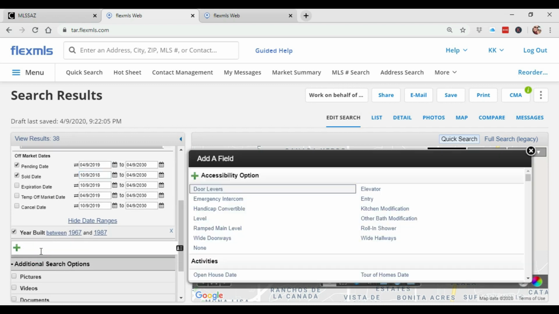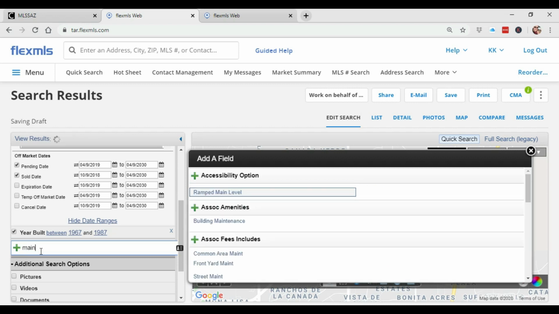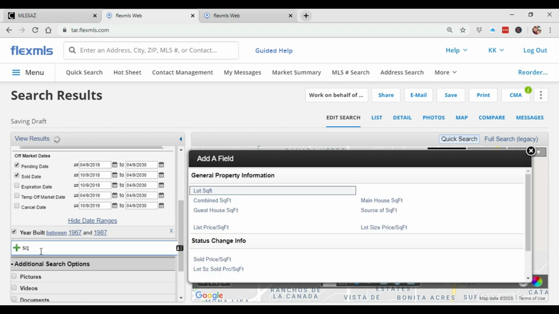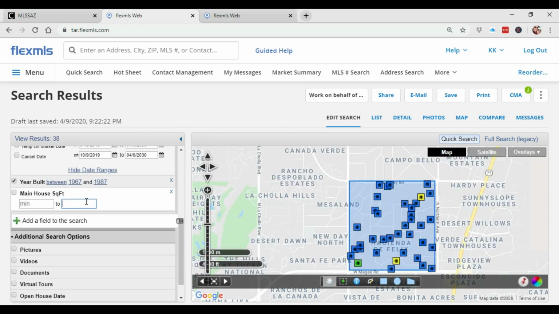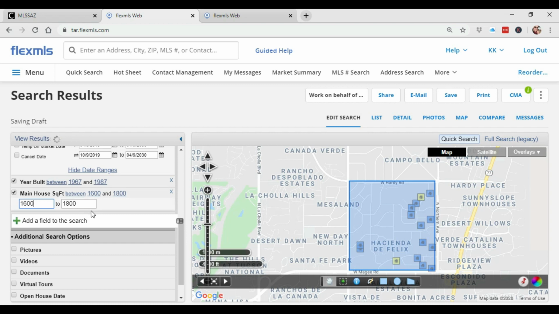Don't worry, I'm not going to bore you and go through the whole thing again. What we're going to do this time is change the main house square footage. We're going to say the maximum is 1,800 because the property we're dealing with is 1,700. So we're going to say 1,600 to 1,800, 10% either way, give or take.